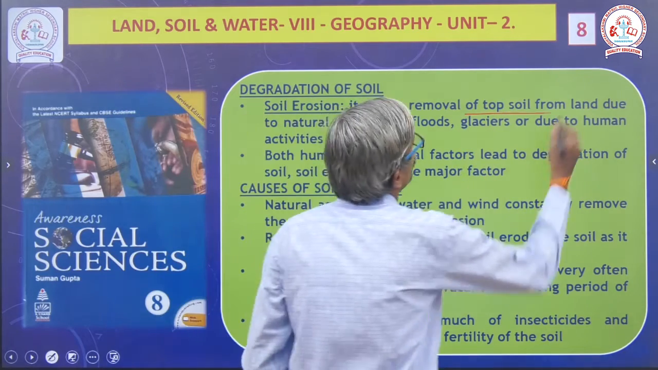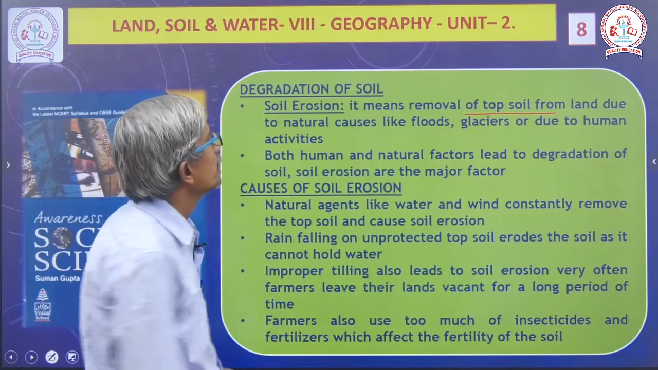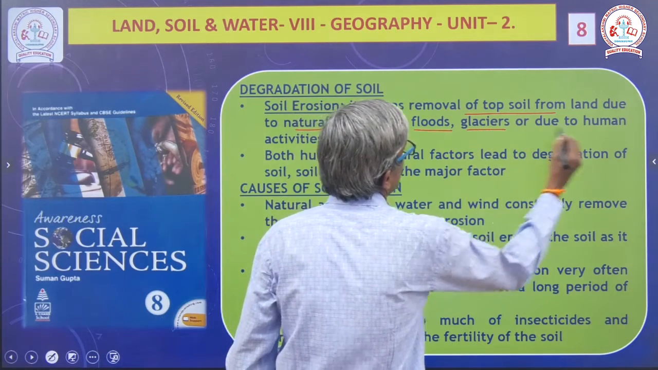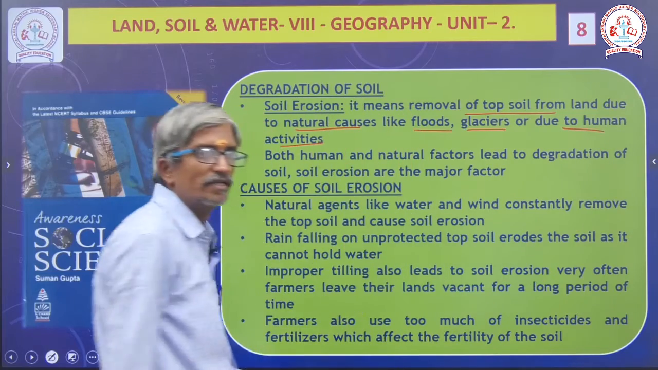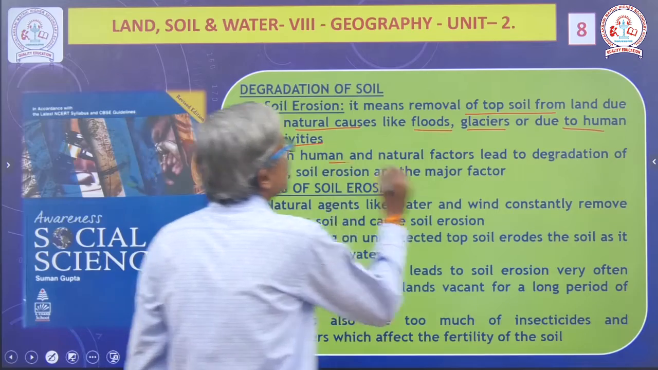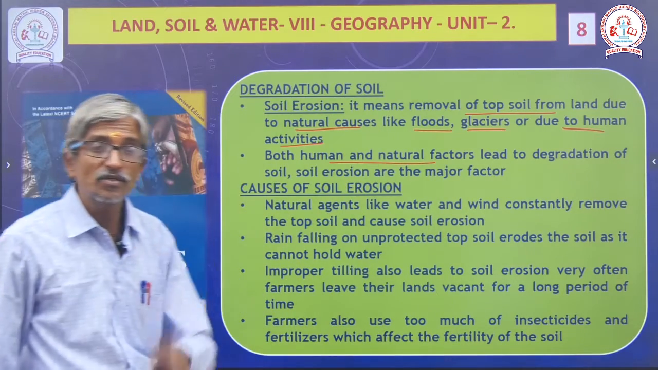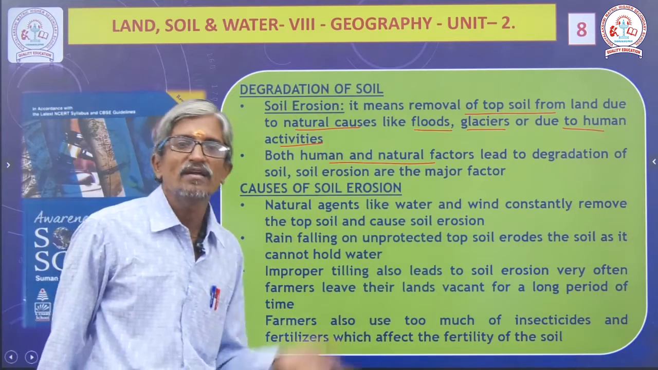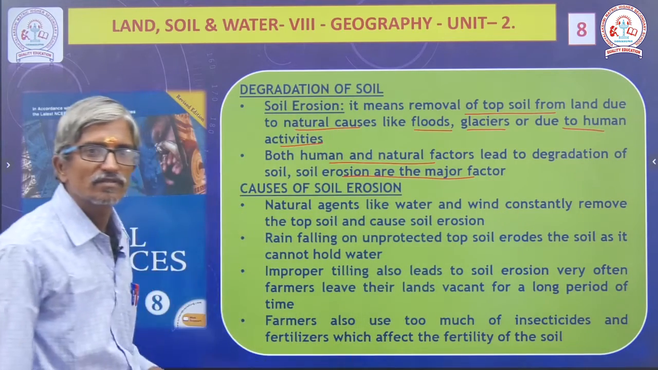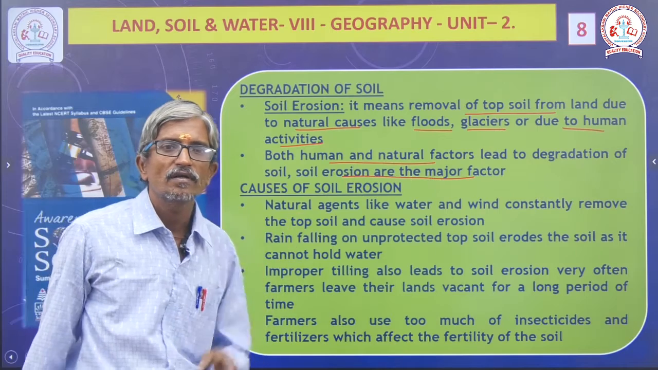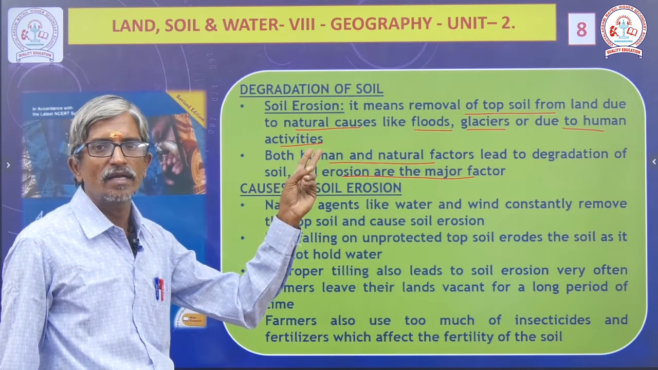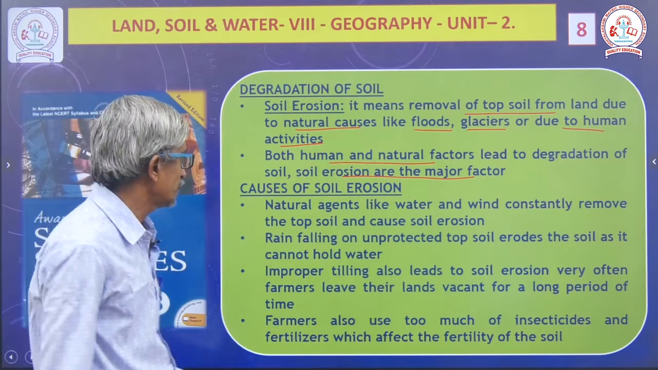The removal of topsoil is called soil erosion. It is due to natural causes like flood and glaciers, and due to human activity. These are all the primary reasons. Both human and natural factors lead to the degradation of soil, and erosion is the major factor. Soil erosion occurs basically because of natural causes like flood and glaciers, and also human activities.